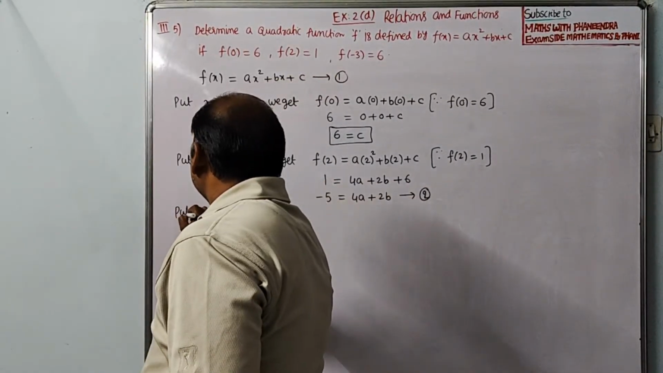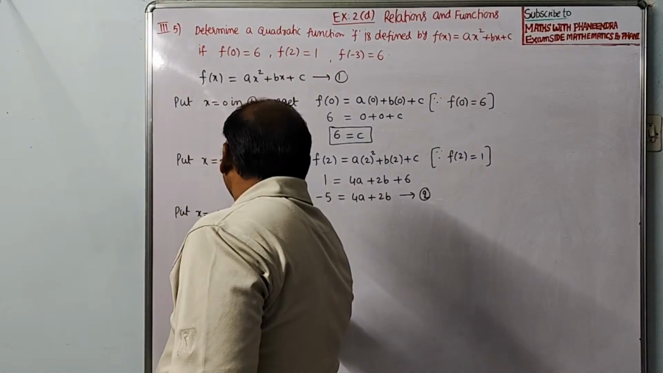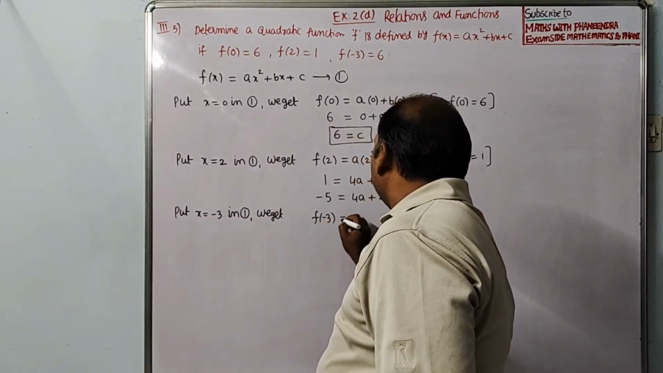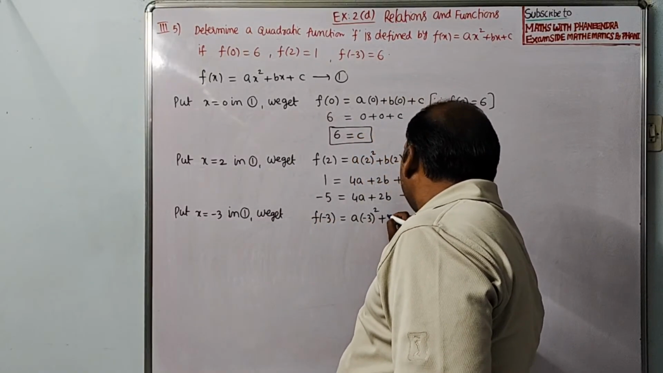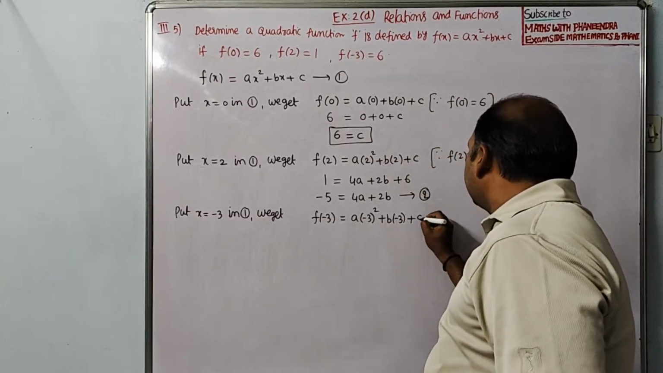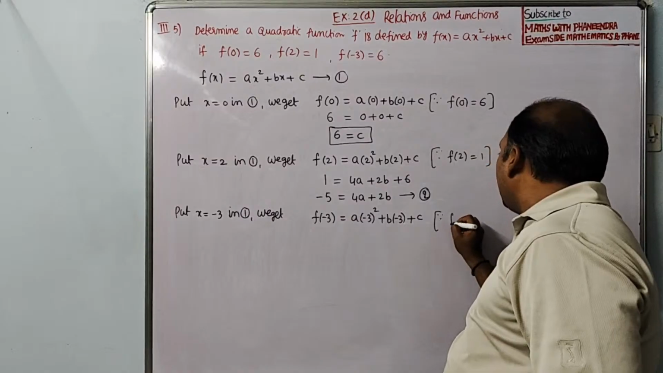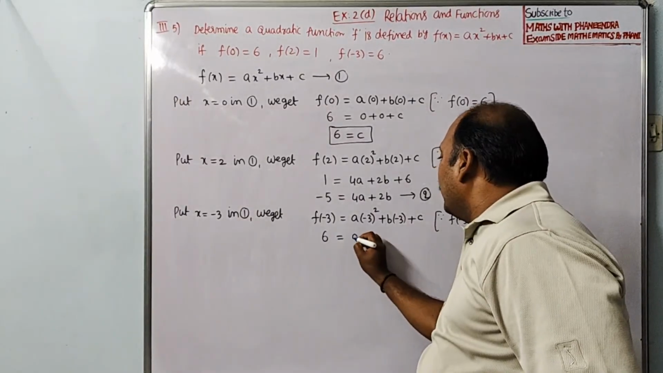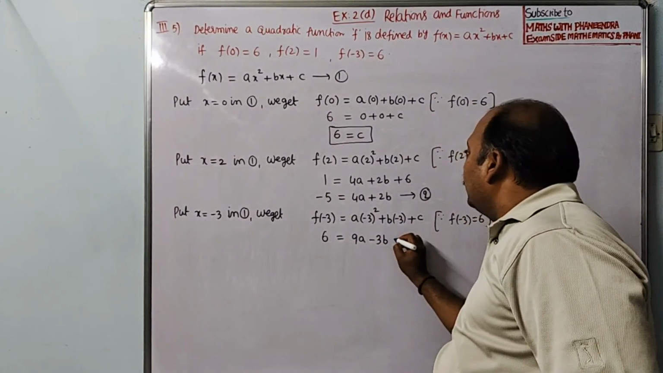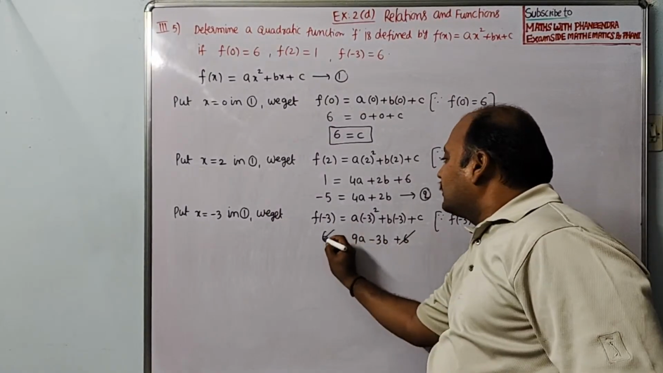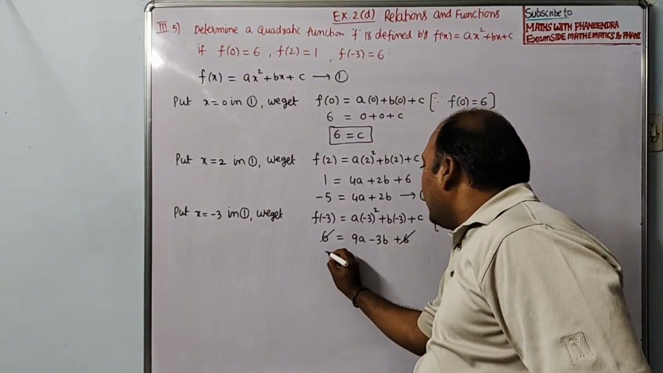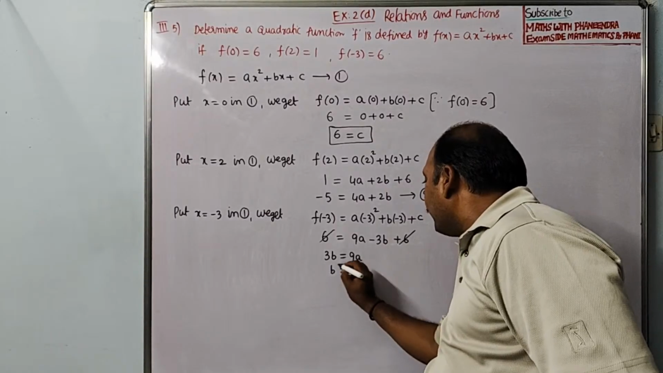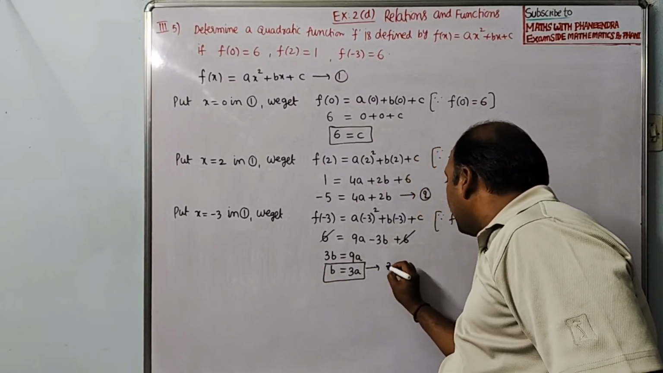Next, put x is equal to minus 3 in 1. We get f of minus 3 equal to a into minus 3 whole square plus b into minus 3 plus c. F of minus 3 value is given as 6. 6 equal to 9a minus 3b plus c, c is equal to 6. Both sides 6 get cancelled. So minus 3b we bring this side, 3b is equal to 9a, b is equal to 3a. Equation number 3.